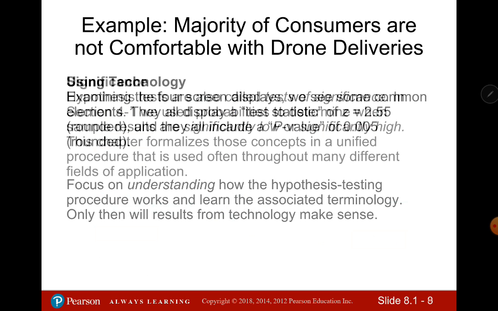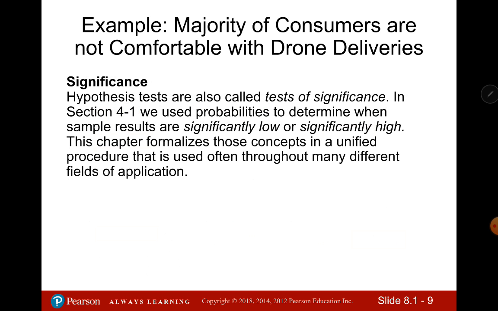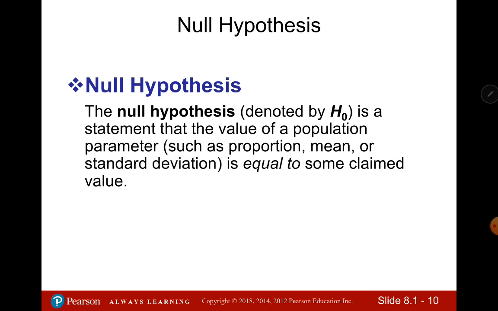So, of course, you could use the technology. And because the hypothesis test is also called the test of significance, remember in Chapter 4.1, we talked about how we could use probability to determine whether one value is significantly high, significantly low, or not significant at all. So here, it's the same thing, the same significance. It's still about significantly high or not. But this time we're talking about using the test. But we still use the p-value to make the decision.